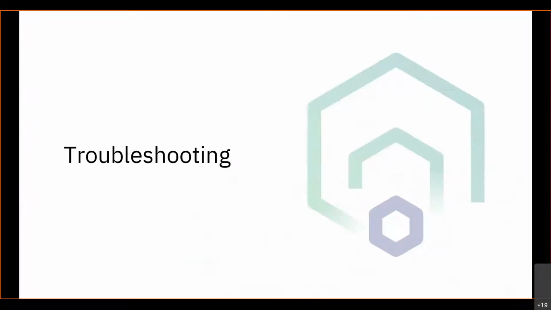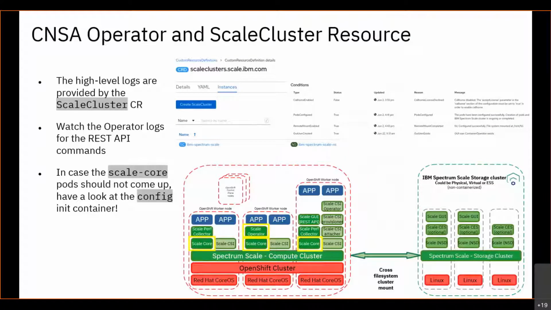So let's switch gears to the final section here, some troubleshooting hints. The first place probably to look at regarding CNSA is the scale cluster custom resource. So navigate to your custom resource definitions, look at instances, and there you hopefully will find the scale cluster custom resource. This resource will have some conditions that show you at a high level what's going on with the scale cluster deployment, so the CNSA deployment. If you want to dig deeper, you can look at the logs of the scale operator.